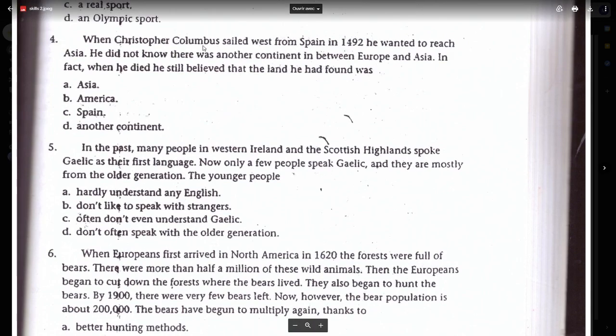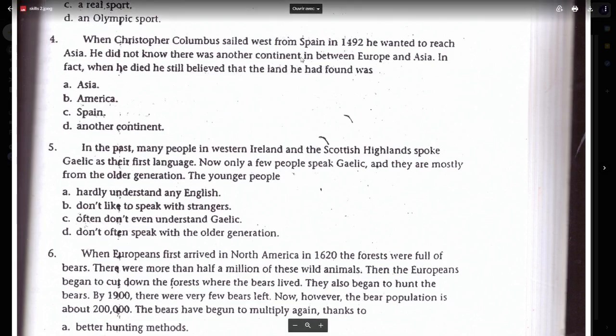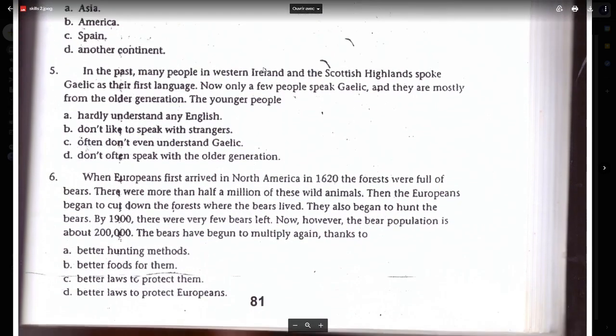When Christopher Columbus sailed west from Spain in 1492, he wanted to reach Asia. He did not know there was another continent in between Europe and Asia. In fact, when he died, he still believed that the land he had found was Asia, of course. Okay. Number 5.